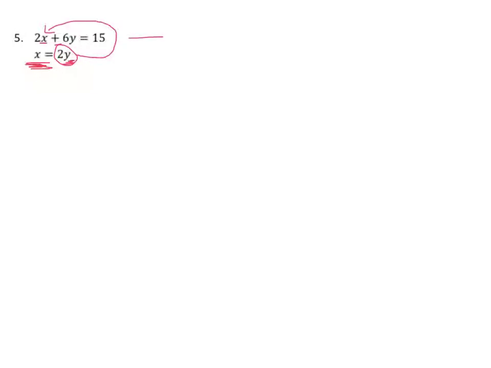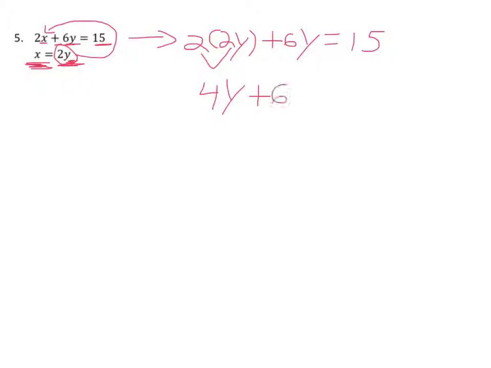So when I do that, this first equation changes to 2 times x, which is this 2y, and then I have plus 6y equals this 15. So then I only have y in there. So I just multiplied 2 times 2y is 4y. So we have 4y plus 6y equals 15. I add these. 4y plus 6y is 10y.